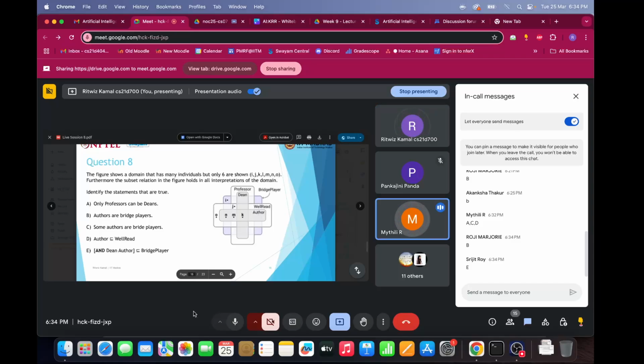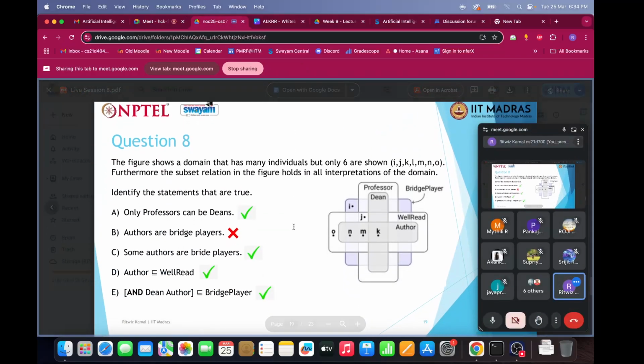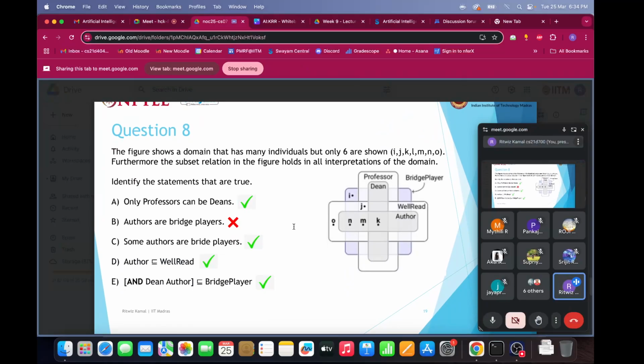So only option B is wrong. That's right. So the only incorrect option is option B. All others are correct options. Let's just quickly go over all of the options just for the sake of completeness.